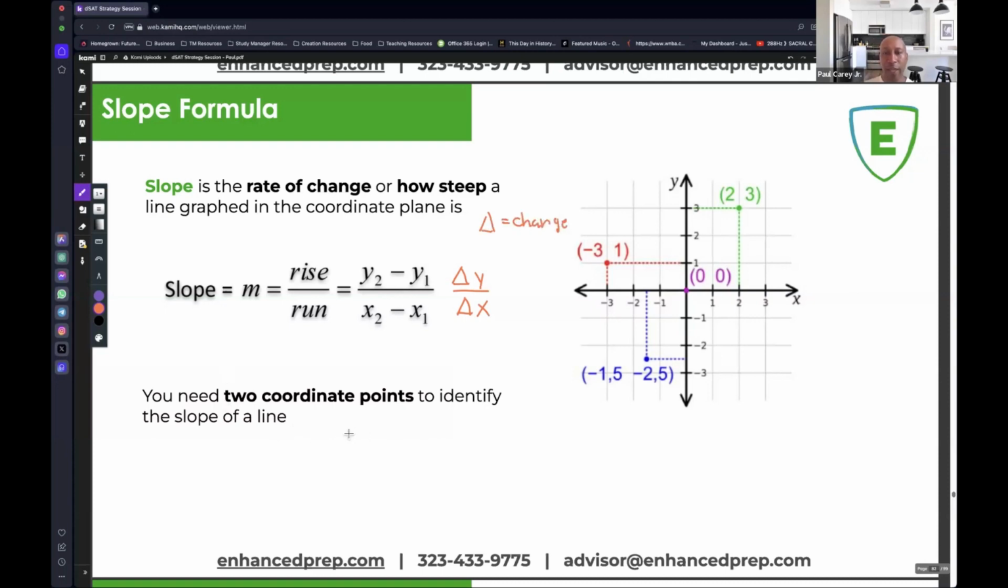Just make sure you're comfortable with that. And you can pick any 2 points. One thing that I always suggest is that if you have 0, 0, always use it as a point, because that's always going to be the easiest one where you can kind of just not have to worry about the other parts as much.